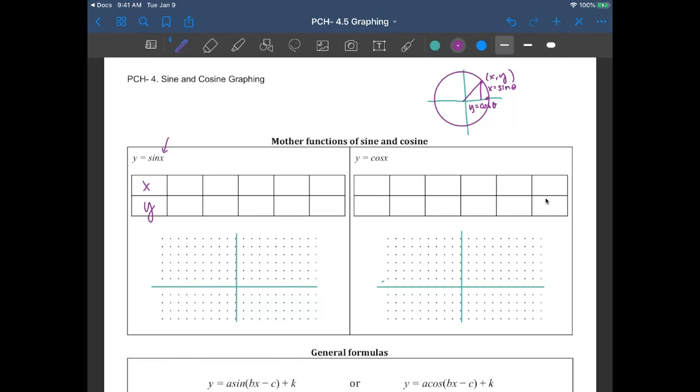So when the angle is 0 radians, I am at 0 height off the x-axis. At pi over 2 radians, my height is 1. At pi radians, my height is 0. And at 3 pi over 2, my height is -1. And then when I move back to 0 or 2 pi, my height is back to 0.